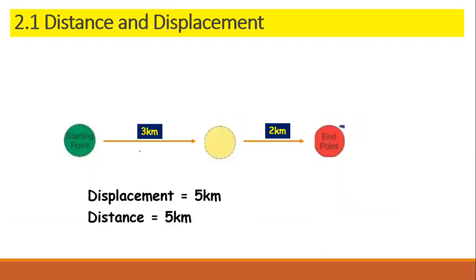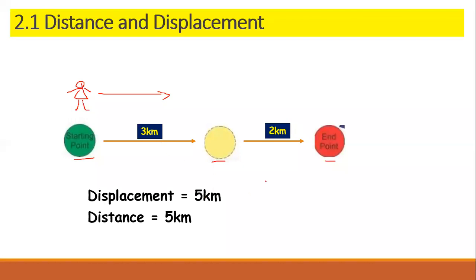Now here we have some problems. There's a starting point, an in-between point, and an end point. So maybe a person is moving from this starting point in the direction of the end point. When he or she is moving in this direction, we have two distances mentioned here. So we have to find the displacement or the distance. In this case, since this is a straight line, we are talking about the straight line distance only. So this is a displacement.